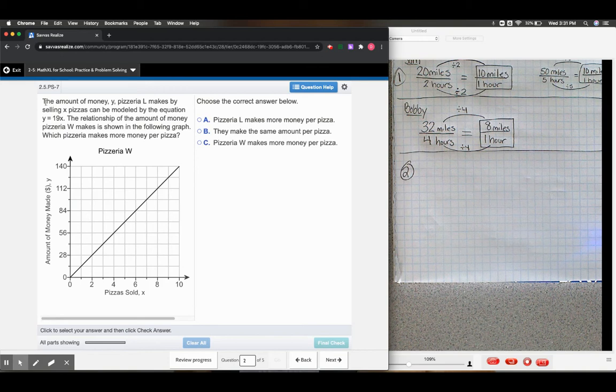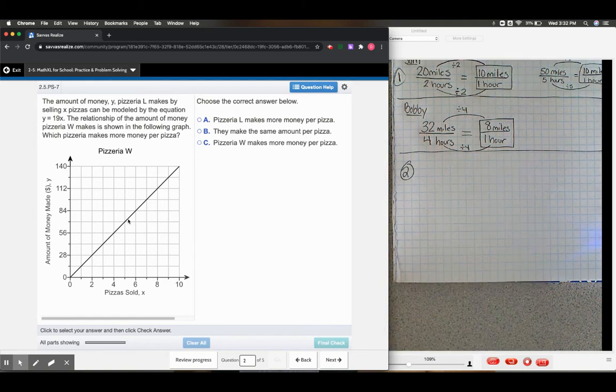All right. So let's read the problem and we'll compare it and find some unit rates. The amount of money, Y, so money being the Y-axis here, the amount of money Y Pizzeria L, the first store, makes by selling X pizzas can be modeled by the equation Y equals 19X. The relationship of the amount of money Pizzeria W makes is shown in the following graph. Which pizzeria makes more money per pizza? So again, we're comparing which pizza shop is making more money.